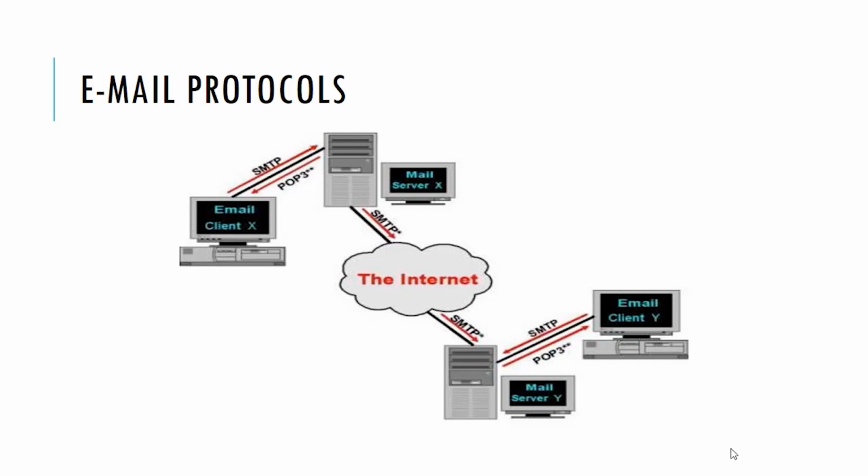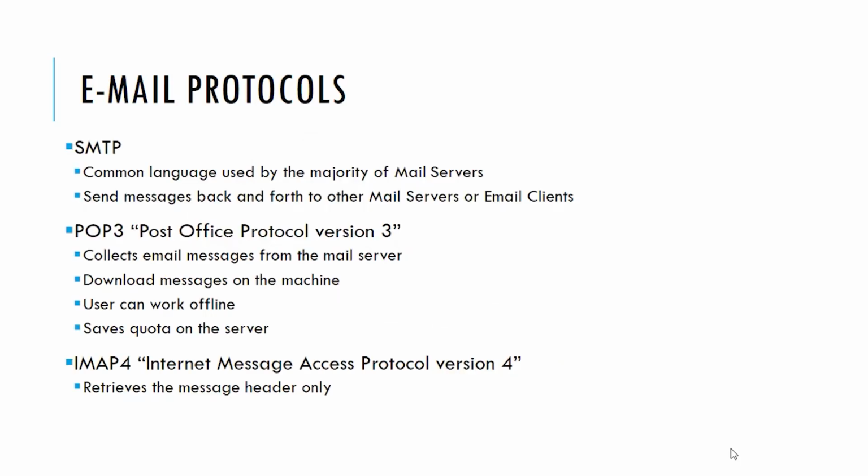Once more, at client Y, SMTP is used for sending emails from client Y to server Y, and POP3 is used to download messages of client Y from server Y. It is POP3 or IMAP, depending on whether you want to download the message through POP3 or just access the message through IMAP. SMTP is the common language used by the majority of the mail servers, as we have said. It sends messages back and forth to other mail servers, and it is used for sending messages from the mail client to the mail server.